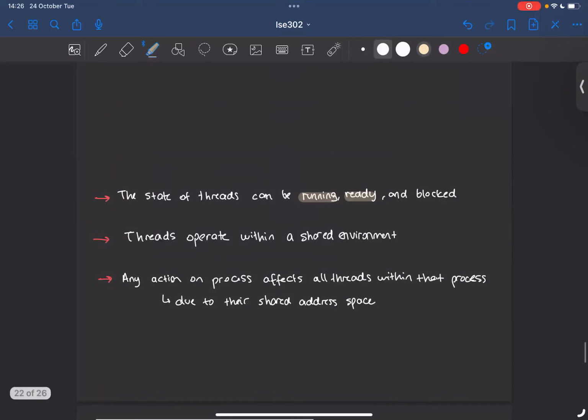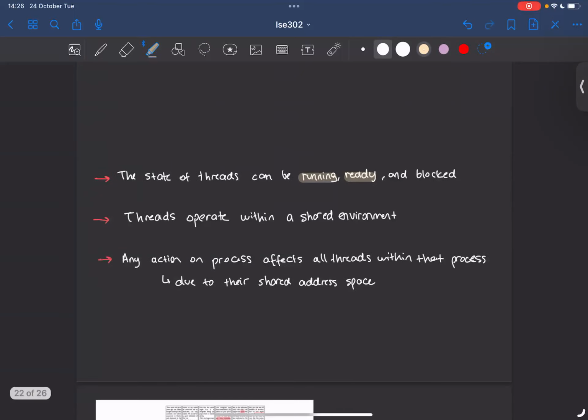So threads also may enter the blocked state when they cannot proceed without some external action, okay? This could be waiting for user input, waiting for a specific event to occur, or any situation where the thread cannot continue its execution until a certain condition is met, okay? If you notice, there is no suspend state.